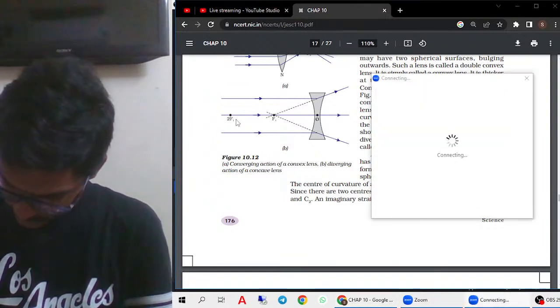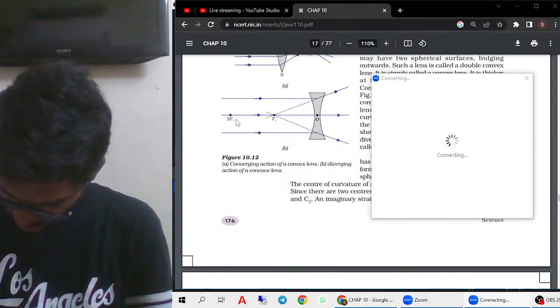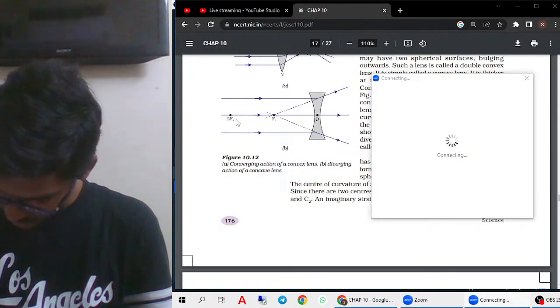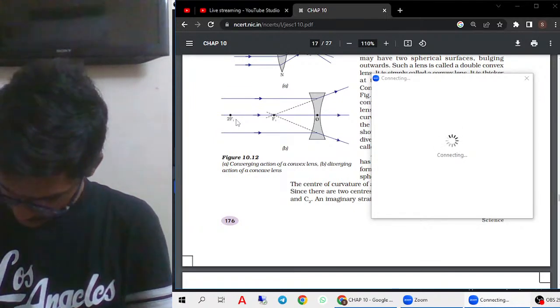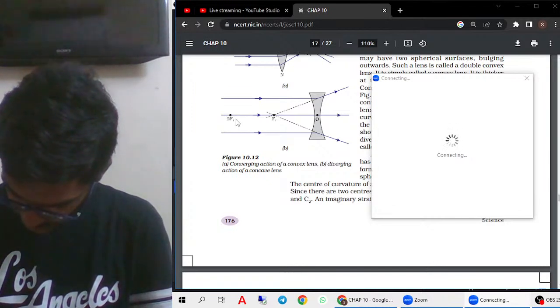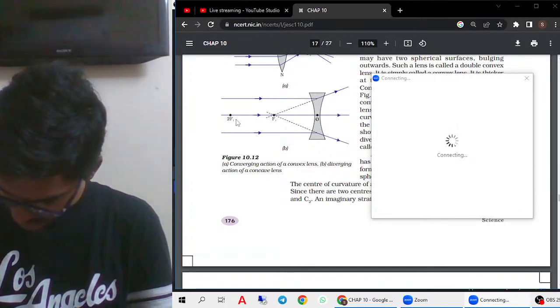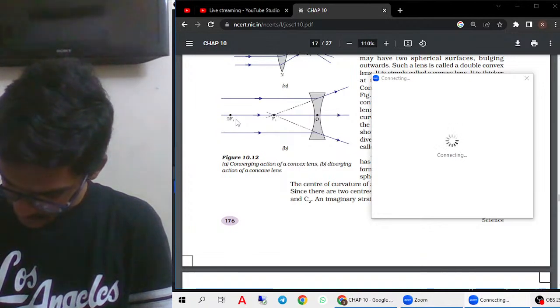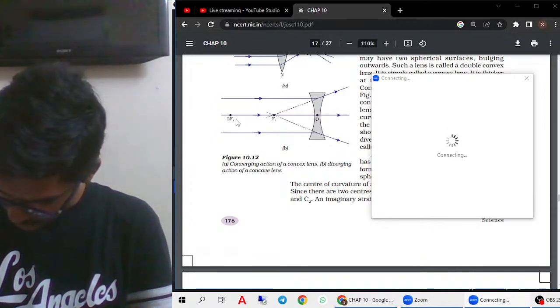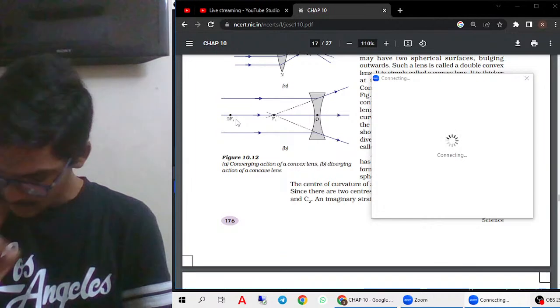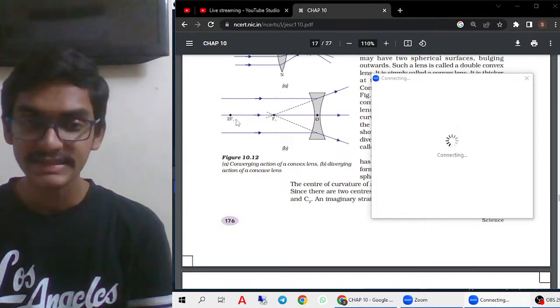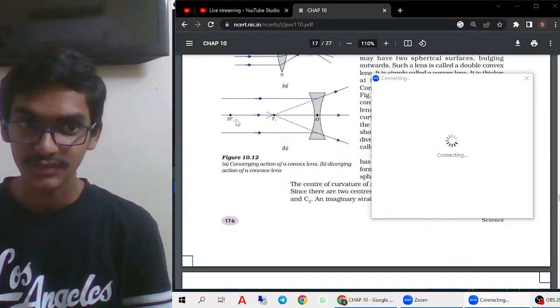So if you see here, I'm trying to extend. It is this big circle. That means what is happening? Okay, so this big circle, right? Now what is happening here in this case?